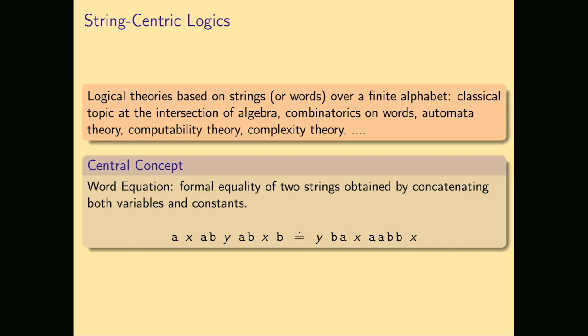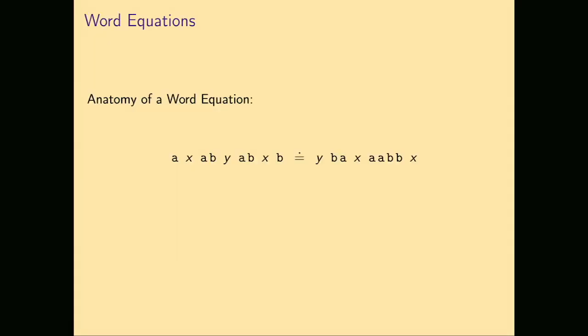In this area, there is a central concept, and this will also be a central concept for my talk today. And this is the concept of word equation, which essentially is the formal equality of two strings which are obtained by putting together string variables and string constants, so letters. And let me tell you more about these string or word equations.